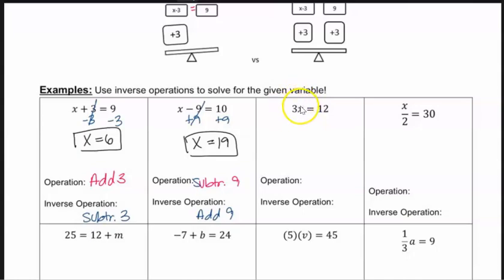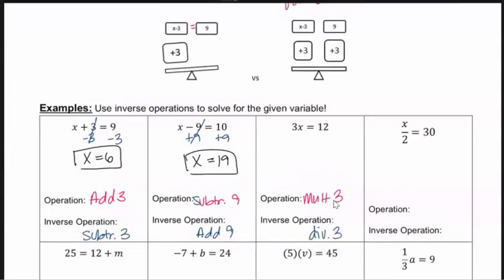Now, be very aware here, whenever you see a number next to a letter, that means to multiply. So 3x is the same thing as 3 times x. So the operation being applied to x is we are multiplying by 3. And the opposite of multiplying by 3 is dividing by 3. These are my inverse operation pairs that we can see up here.